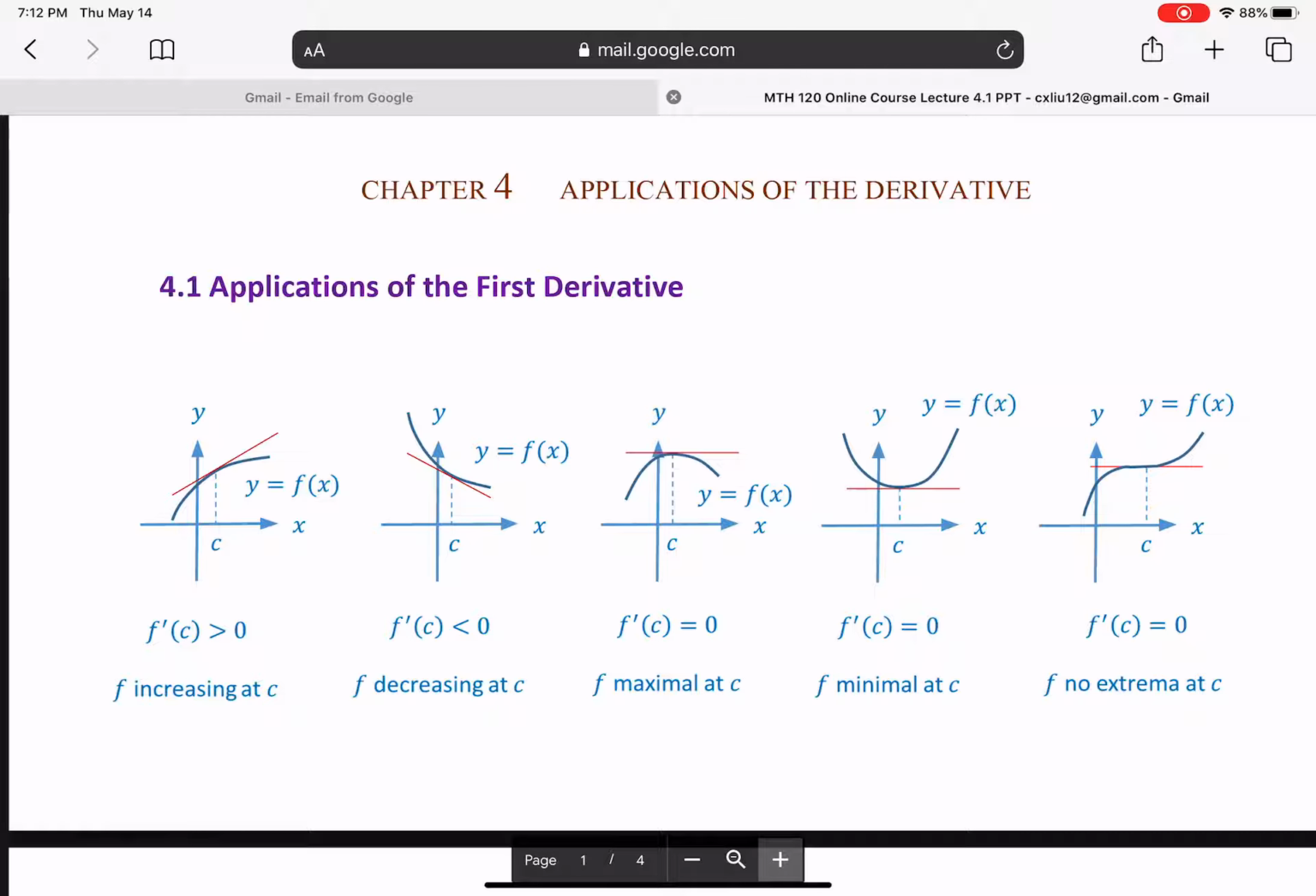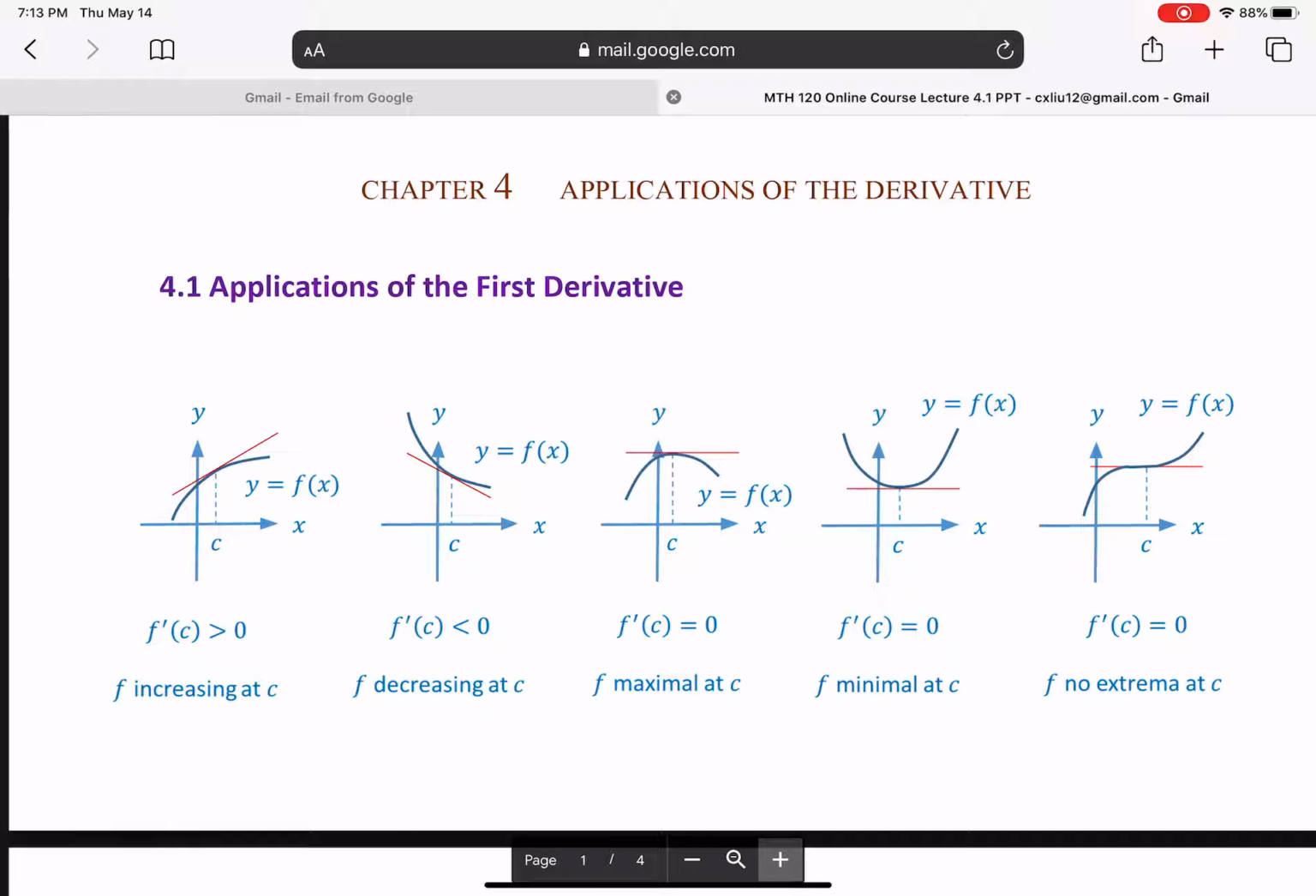Hello. Today we're going to start a new chapter, Chapter 4, Applications of the Derivative. We discussed the derivative in Chapter 3, so one of the questions to ask is what can we do with them? It turns out that we can do a lot of things with derivatives. We're going to talk about the applications of the first and second derivatives in this chapter, and we start from application of the first derivative in 4.1.